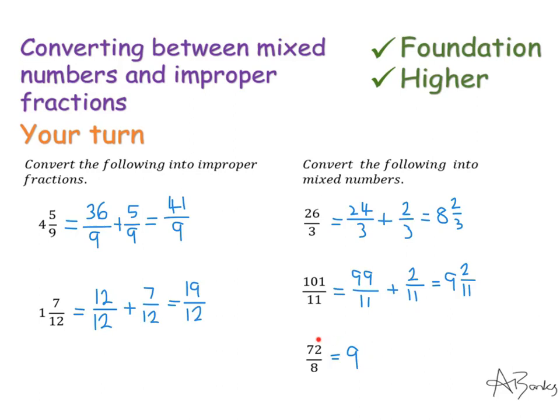And this one here is just 72 divided by 8 is 9. There are 9 whole ones, because every 8 eighths is a whole one, and 8 goes into 72 9 times with no remainder at all. So it is just 9 the answer.